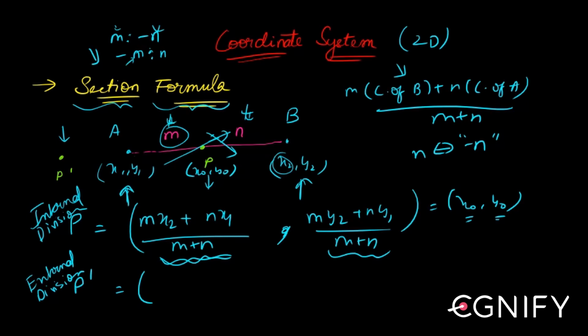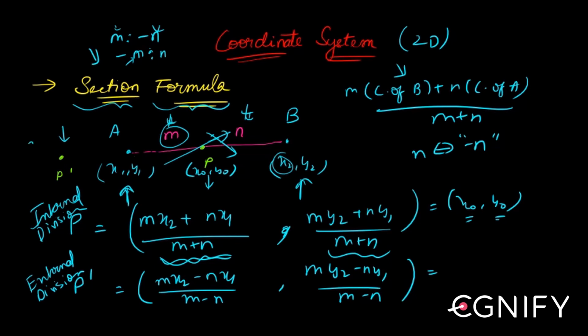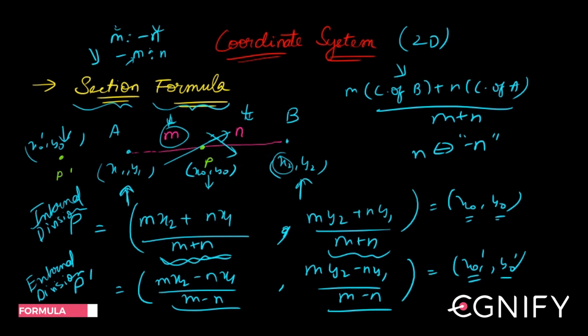So this is called external division, and the formula for external division is m into x2 will be there as it is, but your n will become minus n, so it will become m x2 minus n x1 divided by m minus n, comma, m into y2 minus n into y1 divided by m minus n. If this is your x0 dash, y0 dash, the coordinates of P dash, then x0 dash is this and your y0 dash is this. So this was the section formula that is applied a lot of times throughout your coordinate geometry. Let's move on to the next formula.